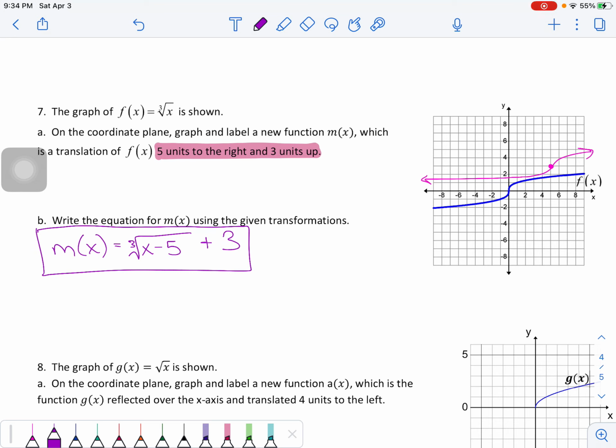Ooh, I forgot to do one quick thing. It did say to graph and label. So this function is m of x.